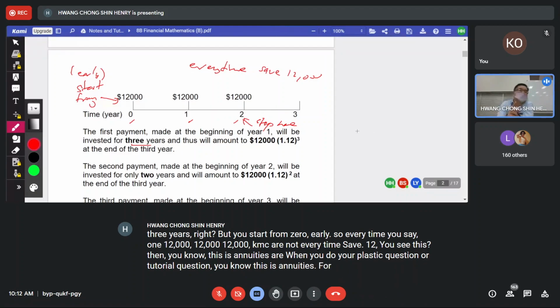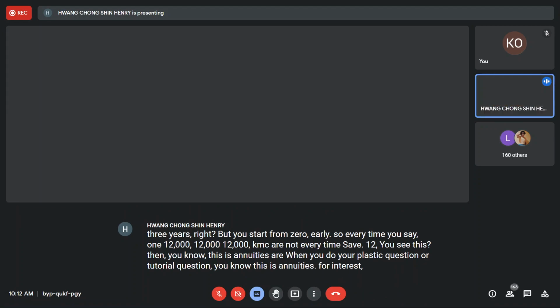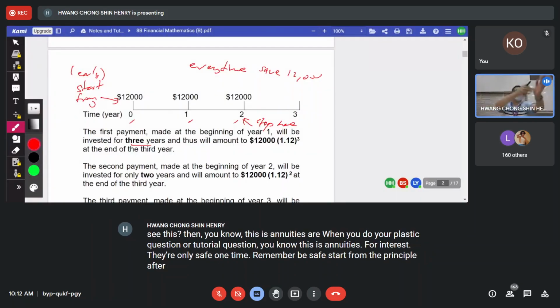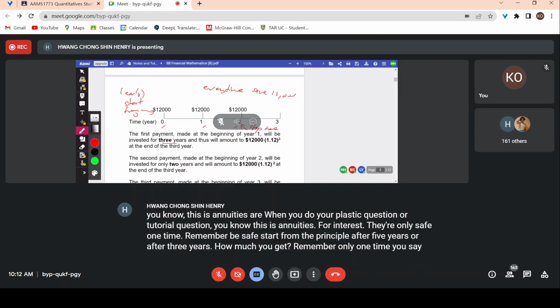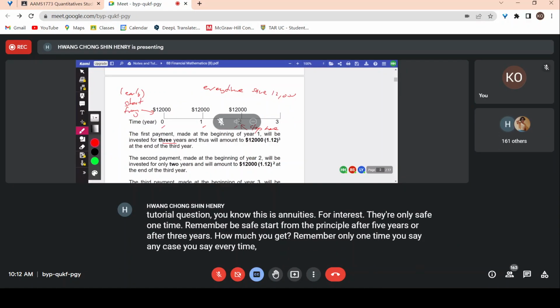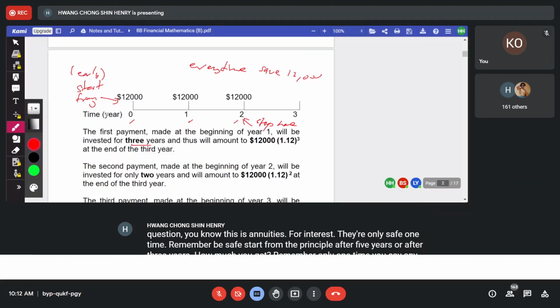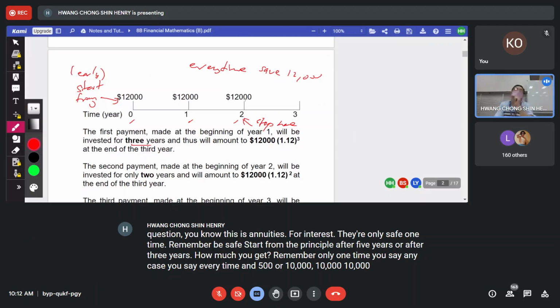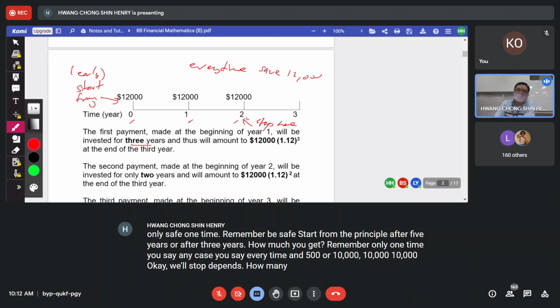For interest, they only save one time. Remember, they start from the principal. After 5 years or after 3 years, how much do you get? Remember, only one time you save. But annuities, you save every time 500, 500, 500, or 10,000, 10,000, 10,000 until you stop. Depends how many years you save. Can anyone not understand?